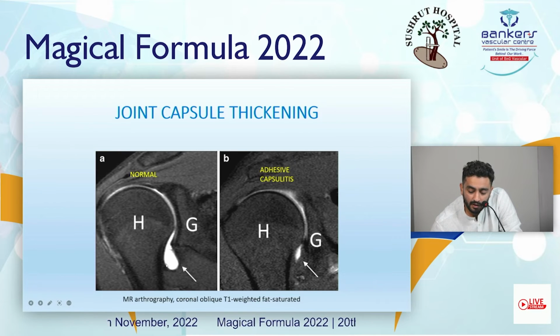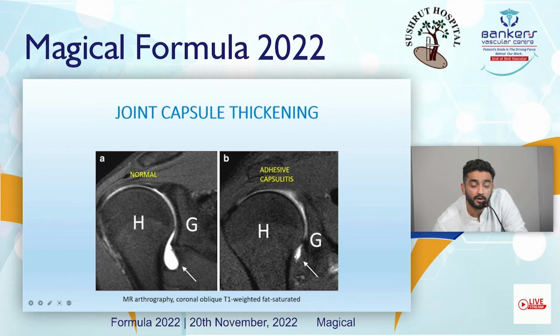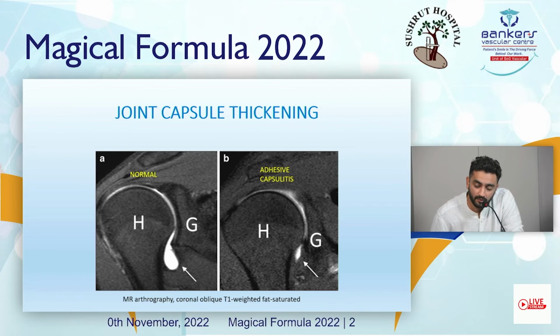Another, this is a normally distended nice axillary pouch. You can see thin inferior glenohumeral ligaments. If you see thickening of this glenohumeral ligament, or if the patient has joint effusion, or you have performed the arthrogram, and if you see it is not getting distended, then again it is quite sensitive and specific for adhesive capsulitis.